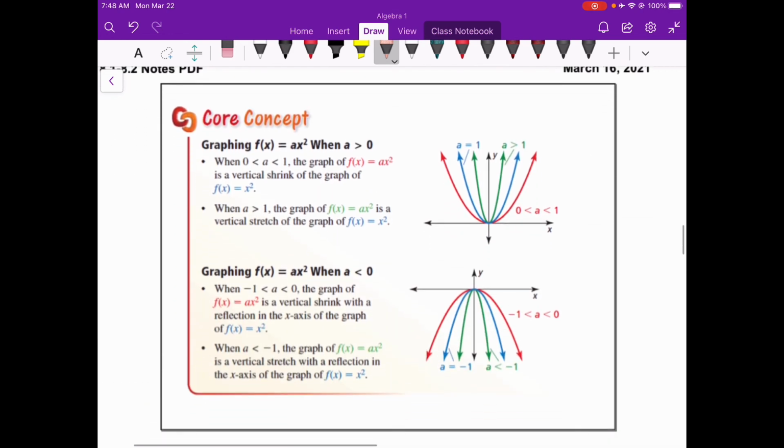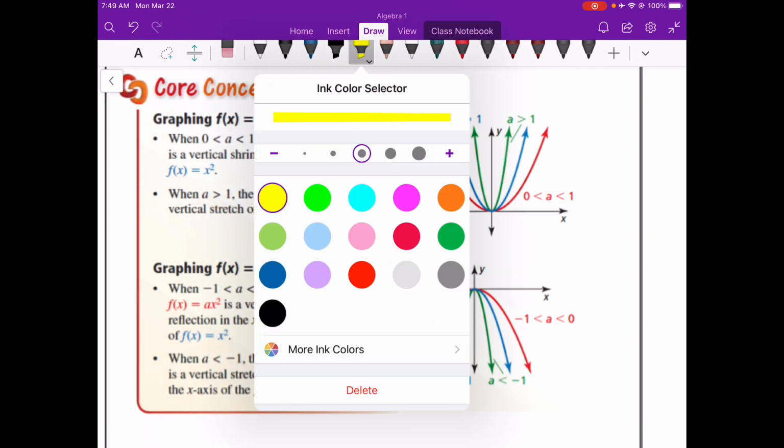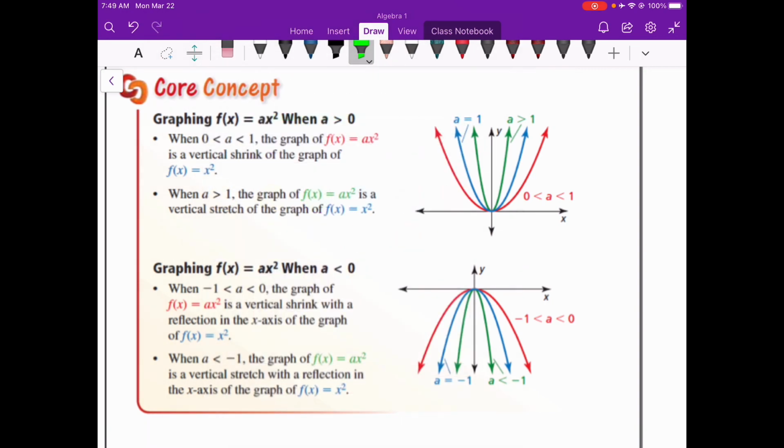Let's take a look at this formula formally. Okay, if you are writing these notes down by hand, just write down exactly what I highlight for you. So I'd like you to write down that when your a value is between 0 and 1, so you'll see something maybe like a fraction or a decimal, the graph of f of x squared is going to be a vertical shrink. And that, I would write in parentheses, that means it becomes wider. So notice the red graph is wider than the parent blue graph.